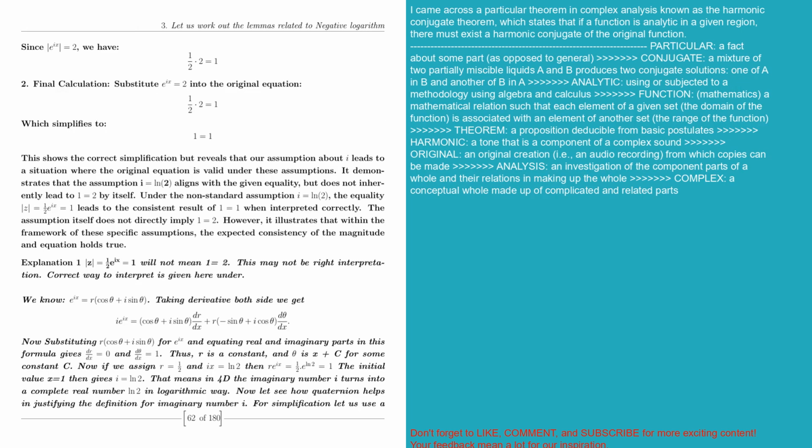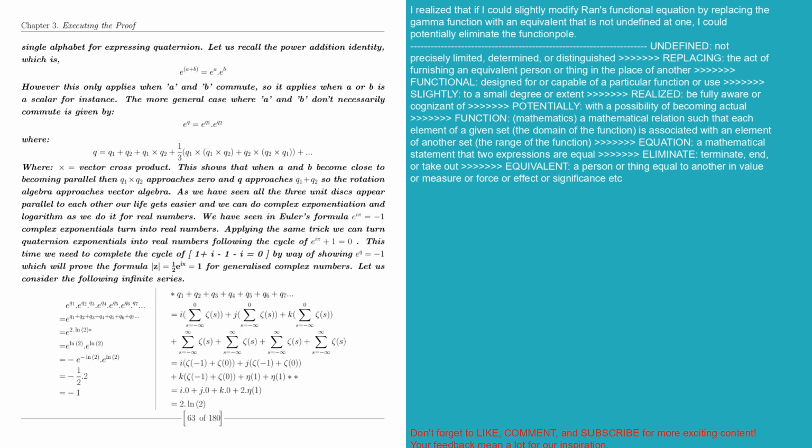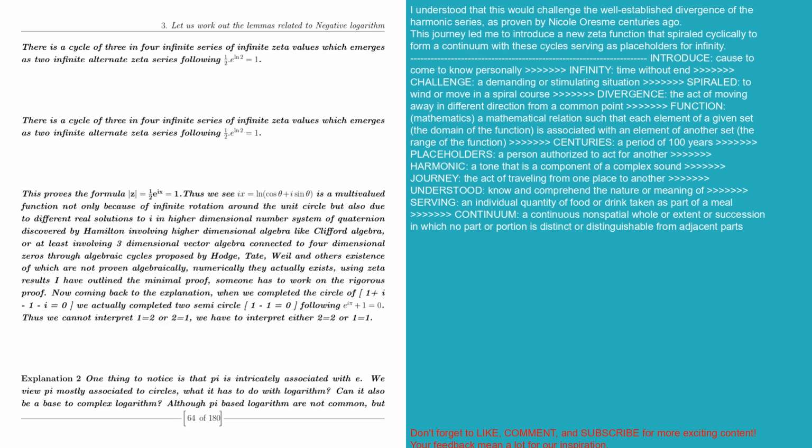I came across a particular theorem in complex analysis known as the harmonic conjugate theorem, which states that if a function is analytic in a given region, there must exist a harmonic conjugate of the original function. I realized that if I could slightly modify Riemann's functional equation by replacing the gamma function with an equivalent that is not undefined at 1, I could potentially eliminate the function pole. I understood that this would challenge the well-established divergence of the harmonic series, as proven by Nicole Oresme centuries ago. This journey led me to introduce a new zeta function that spiraled cyclically to form a continuum, with these cycles serving as placeholders for infinity.